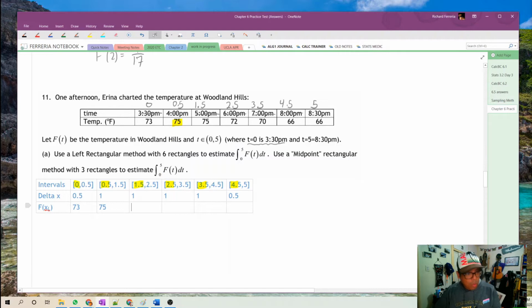F of 1.5, again, looking at the chart, that's just 75. So we'll put another 75 here. F of 2.5, that is 72. So we'll put ourselves a 72 in our chart. And the next one is f of 3.5. F of 3.5 is 70. So we'll hang a 70 up in our chart over here. And then f of 4.5 is 66.